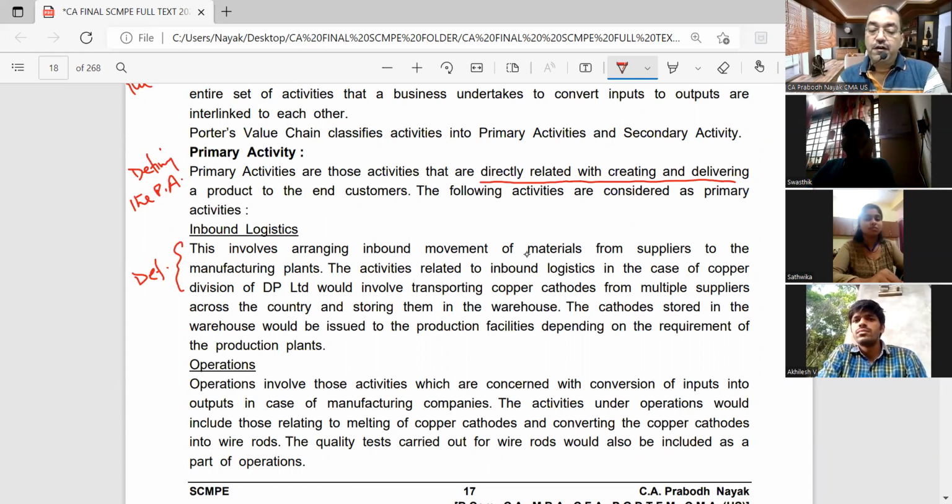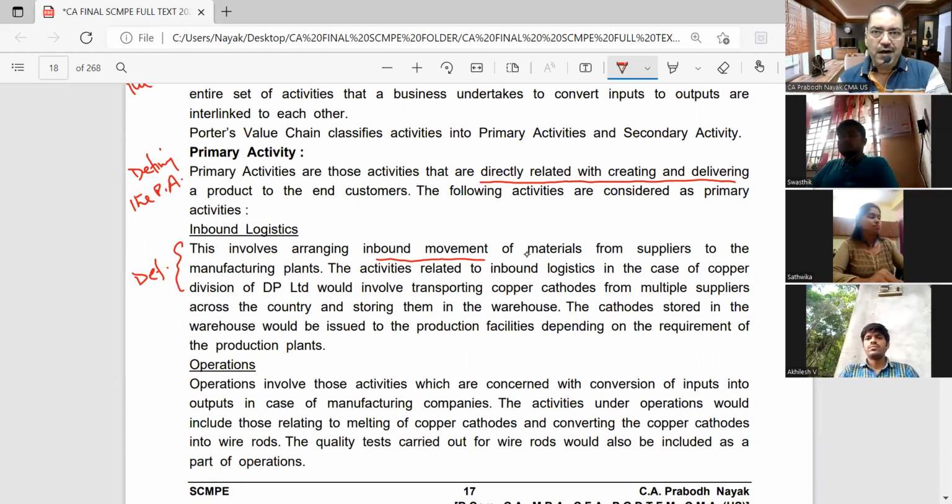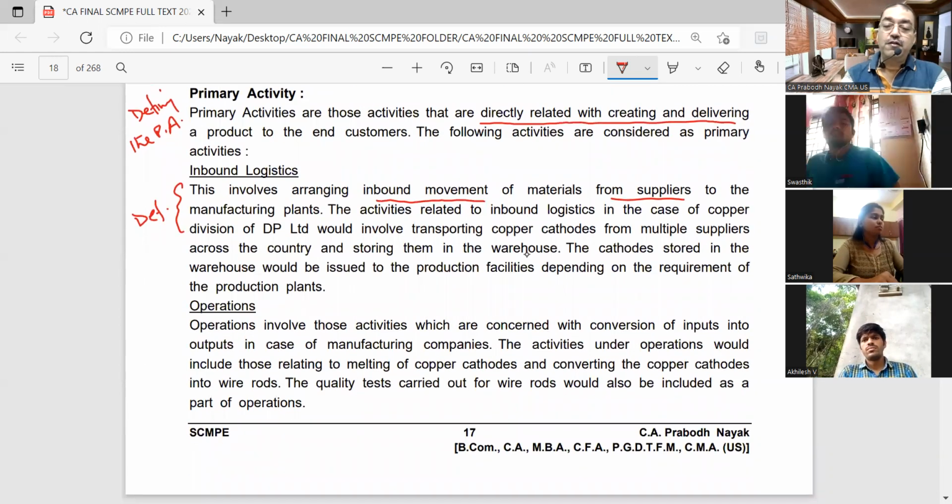What is the definition of inbound logistics? It arranges for inbound movement. You don't need to write inbound movement, you can write internal movement. Is it fine? Yes, it is fine. You can write in your own words. It involves arranging for inward movement of materials from suppliers to manufacturing plants. The activities related to inbound logistics in the given case of copper division involve transportation of copper cathodes from multiple suppliers across the country and storing them in the warehouse. This is your inbound logistics: purchasing, receiving, inspection, storage. So all these things are coming here.